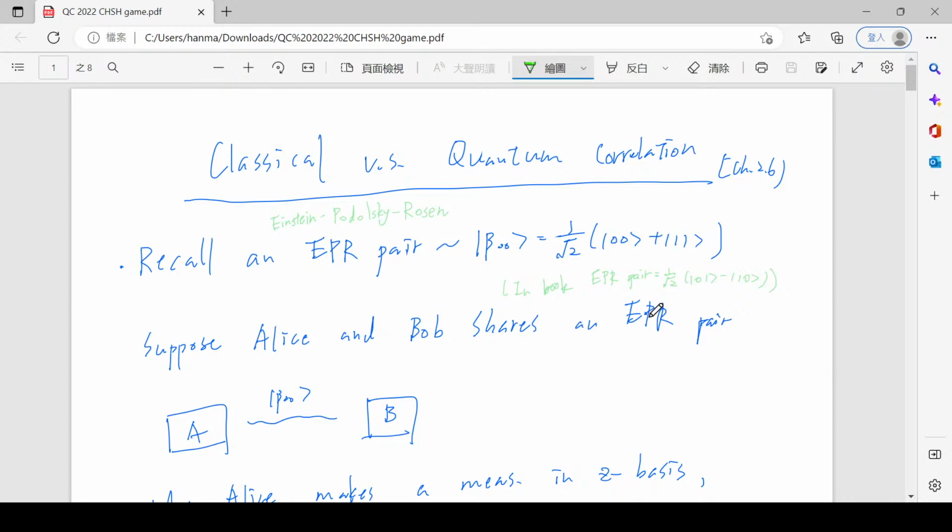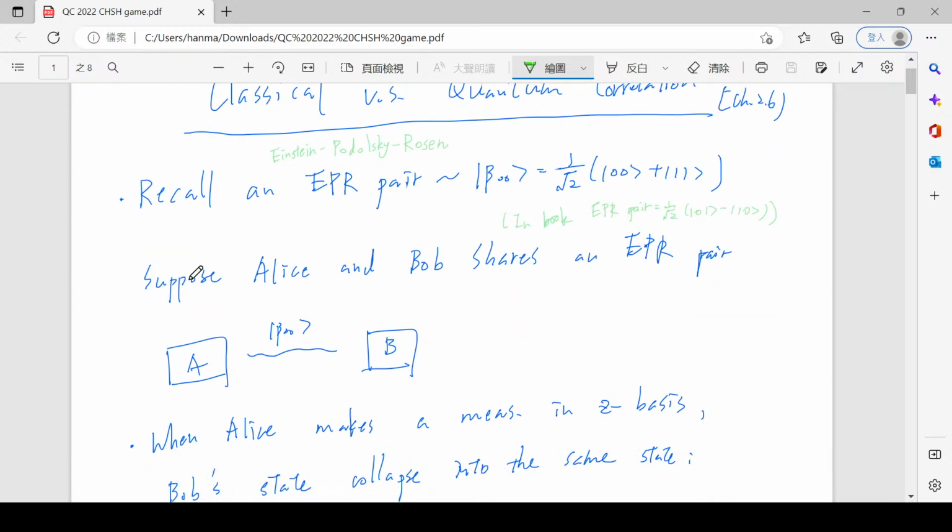Actually, for historical reasons, people call one of the other Bell states the EPR pair, which is 1 over square root 2 times (01 minus 10), and that's the notation the textbook uses. That's because historically EPR are Einstein, Podolsky, and Rosen, and when they wrote their paper, they used this state. But that's not very important here. Anyway, we'll use this beta 00 as our entangled state throughout today.